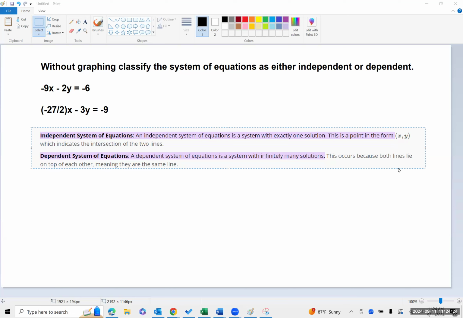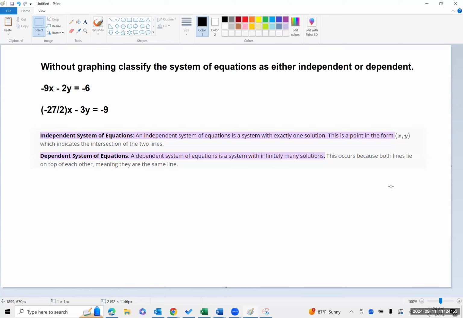This problem is asking us to classify the system of equations as either independent or dependent without graphing. So we need to find out what is meant by independent or dependent. So these are the two definitions I found.